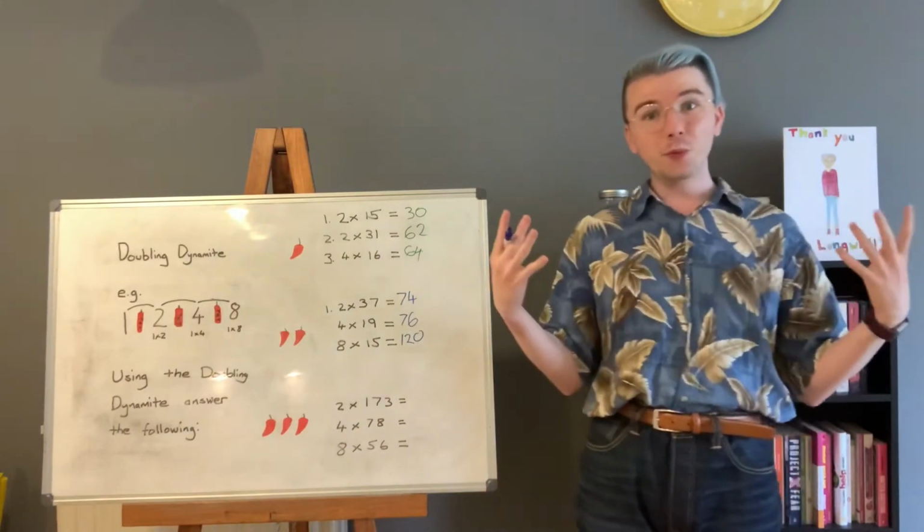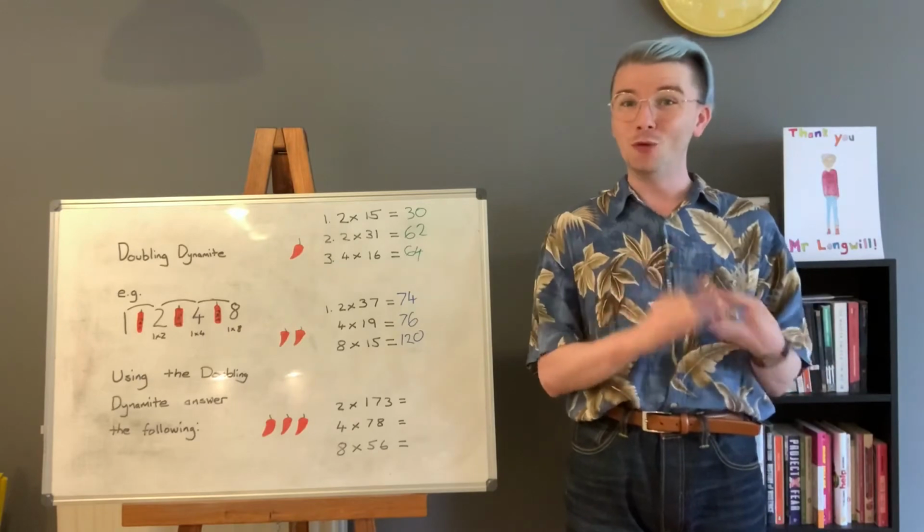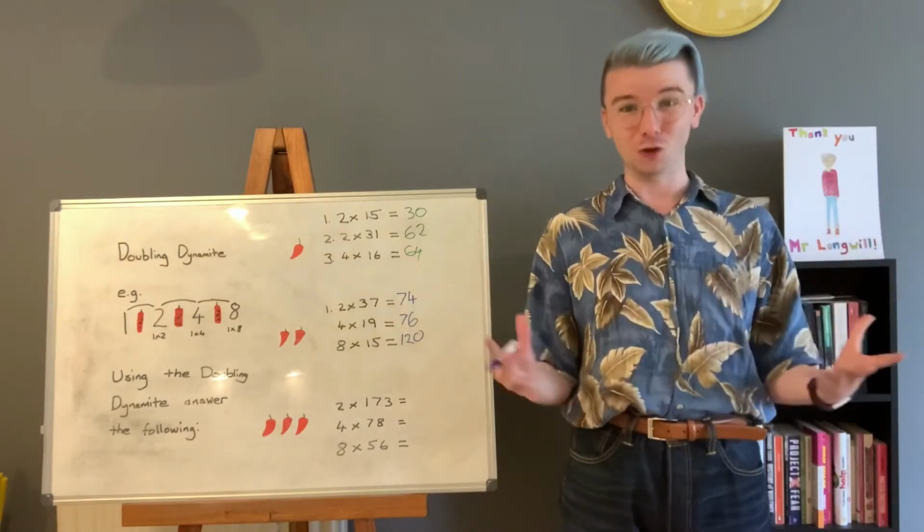Now, I hope that using Doubling Dynamite actually makes it a little bit easier to tackle your 2, 4 and 8 times tables, especially when it's much bigger numbers than you're used to.